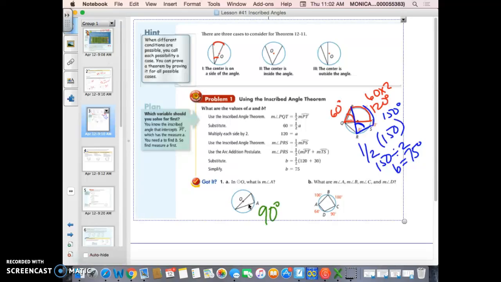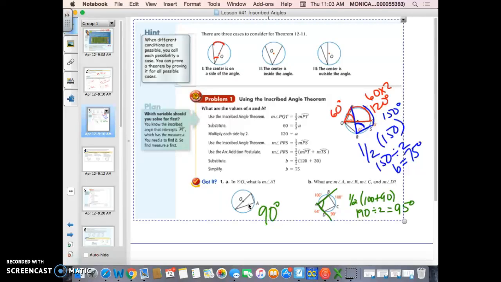Now over here, this is going to get a little more complicated. If we want to find angle A, let's trace the lines that create angle A. We know it's going to be half of 100 plus 90. So it's 190 divided by 2, and that is 95.